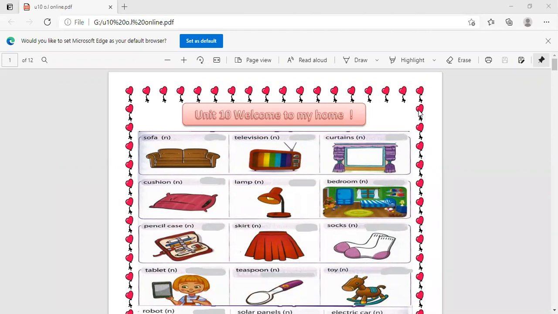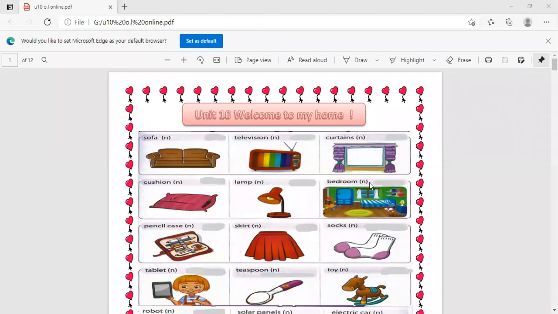Today we are going to discuss Unit 10. Welcome to my home in our hello. If you hear me, please raise your hand up. If you hear me and share the screen, please raise your hand up. Okay, very good. Okay. Thank you.